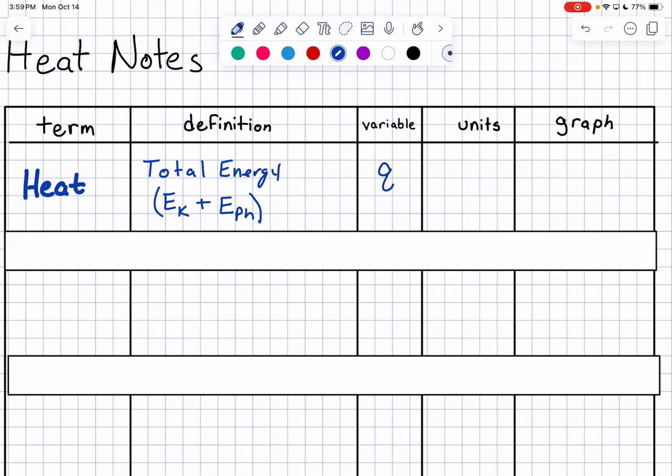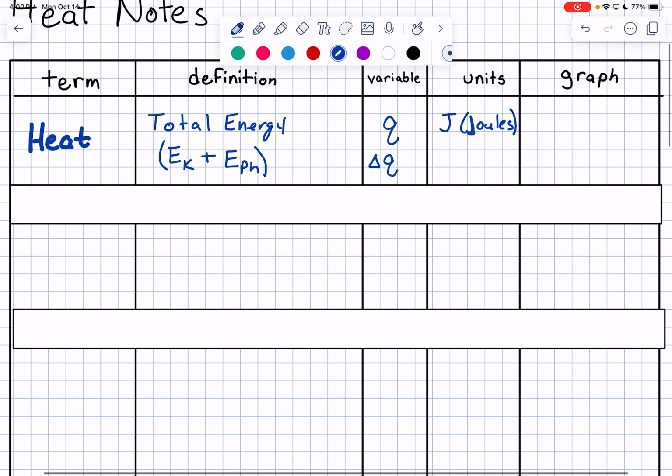The units for heat is a capital J, which is for joules. Should be a capital J, sorry about that. And so then, something else that we need to be aware of is we will also talk about the change in heat, which would be a delta Q. So this is going to be our change in heat. The units are still going to be joules, but just know that sometimes we're going to talk about that. And we're not going to have a graph for this first one.